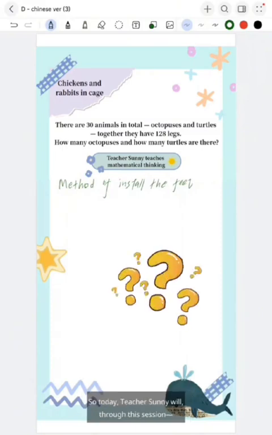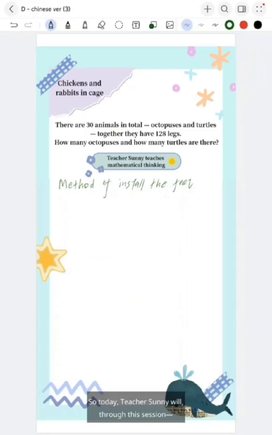So today, Teacher Sunny will, through this session, through these questions, step by step, explain more about the underlying logic of mathematical thinking in this very area. First, let's look at a question. This is a truly classic flexible thinking problem involving octopuses and turtles. There are 30 octopuses and turtles in total, and together they have 128 legs. So, how many octopuses and how many turtles are there?